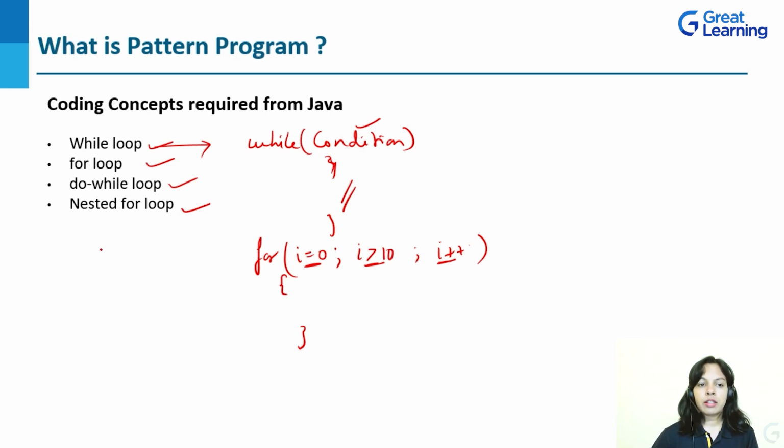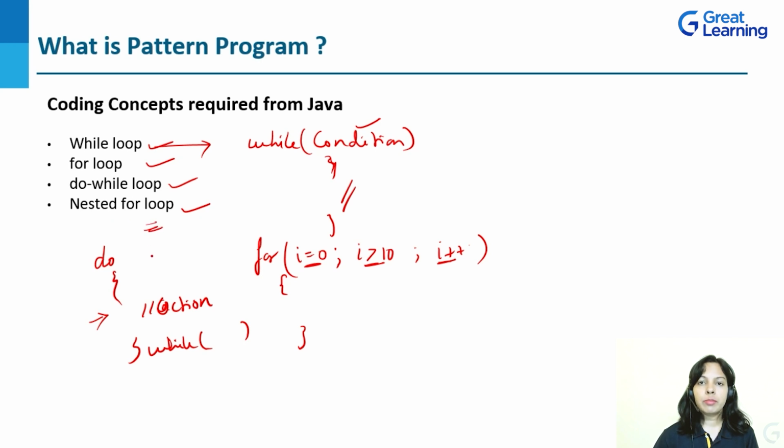Similarly, there is the do while loop, where first you have to write what action has to be done, and then the condition is checked. The difference between these two is that here the loop body is executed first, and then the condition is checked. Even if the condition is false, the code will be executed one time. So this is the do while loop.